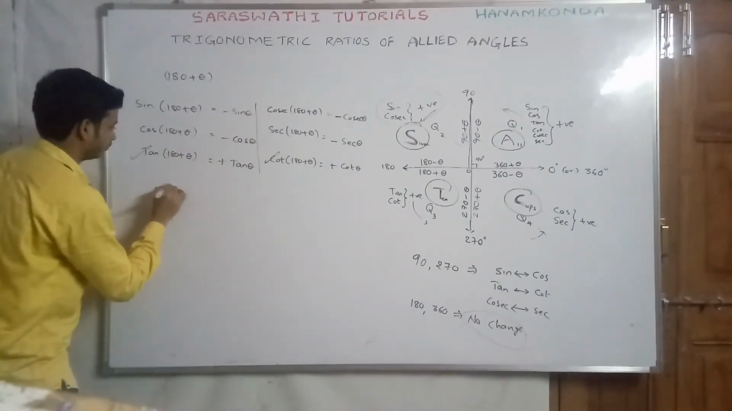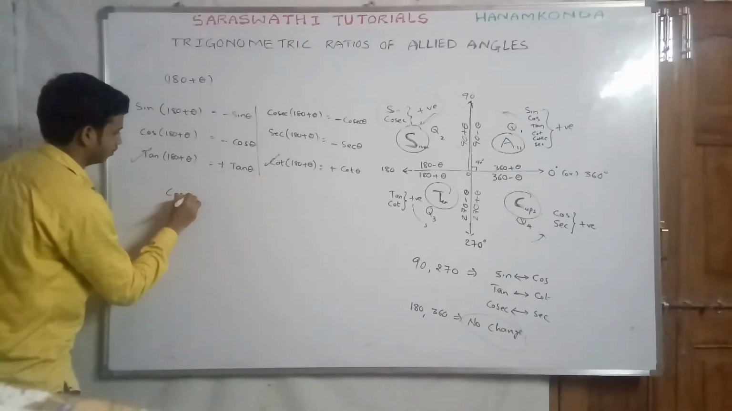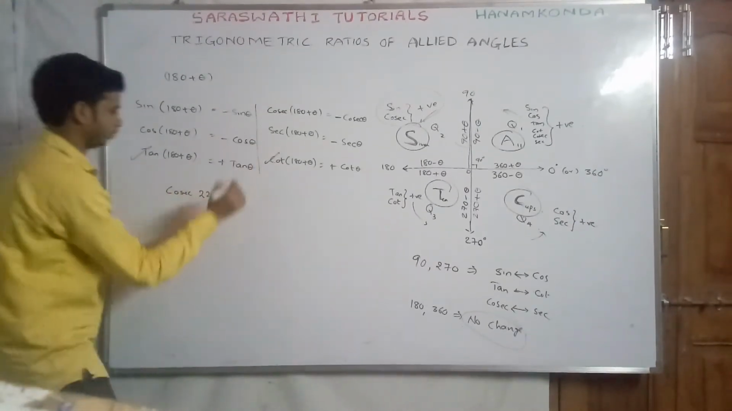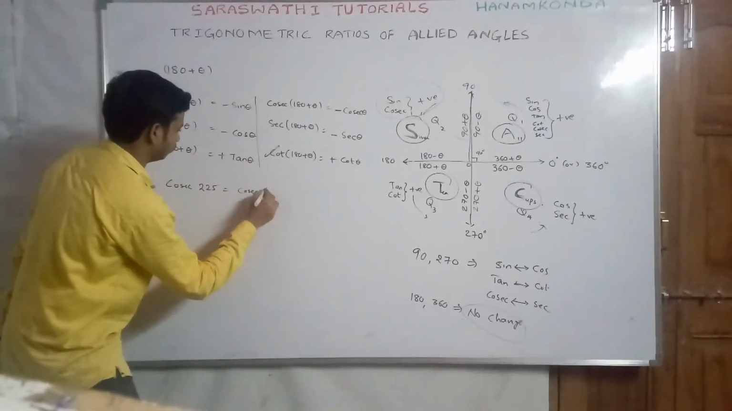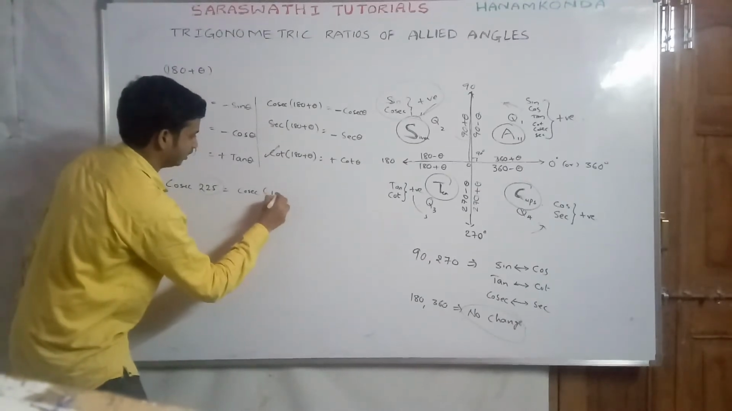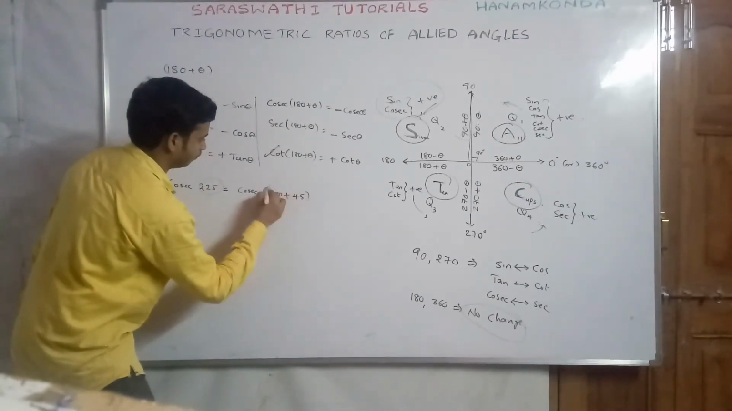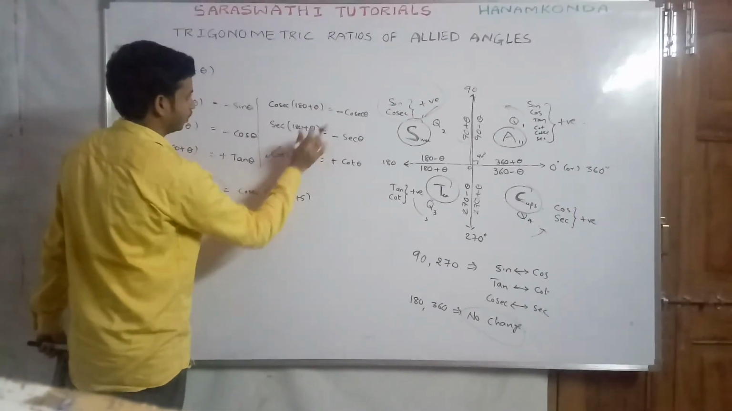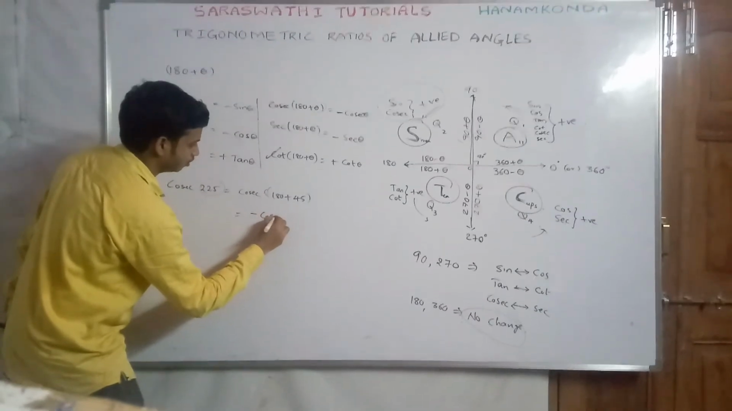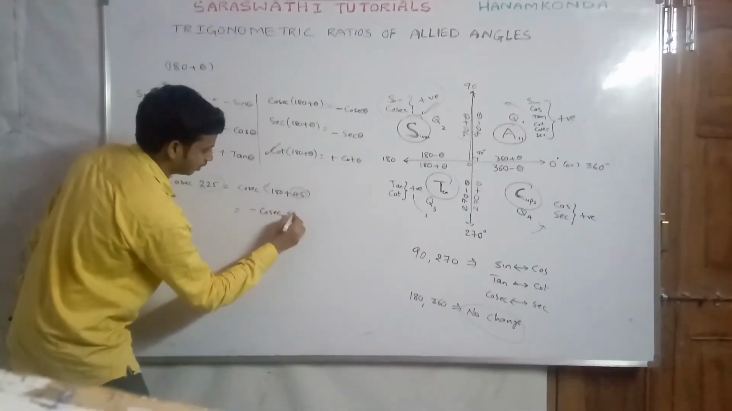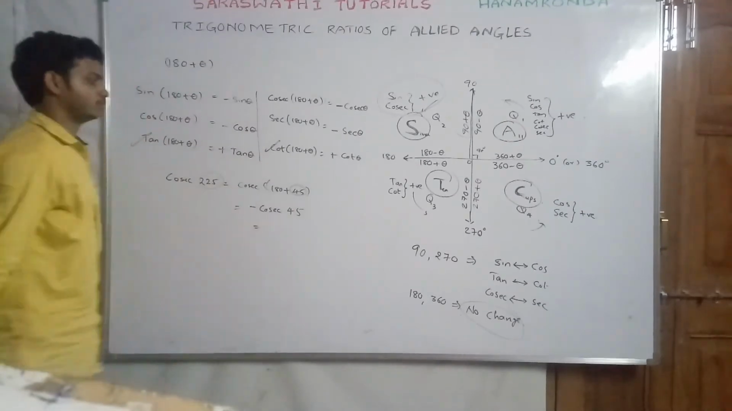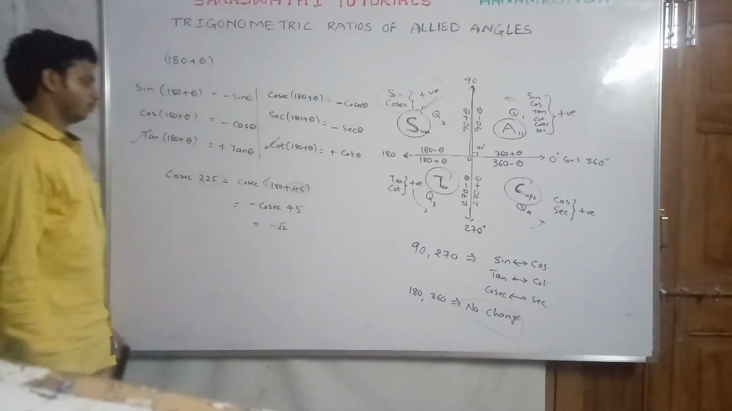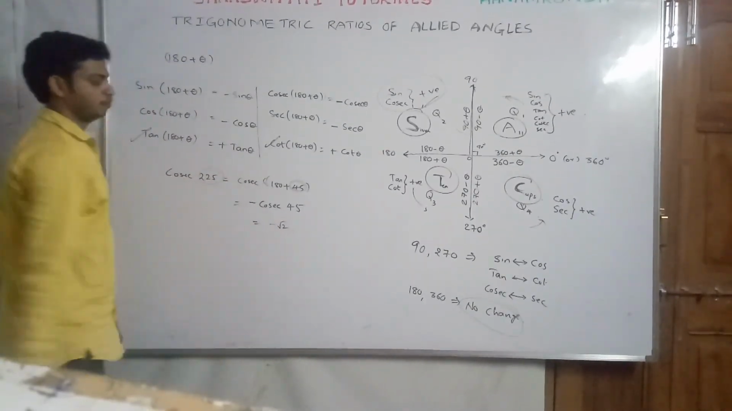Suppose we want to find the value of cosec of 225. We can write cosec 225 as cosec of 180 plus 45. It is of the form cosec 180 plus theta, so that means minus cosec theta, where theta is 45. That means minus cosec 45, and its value is minus root 2. So cosec of 225 is minus root 2.